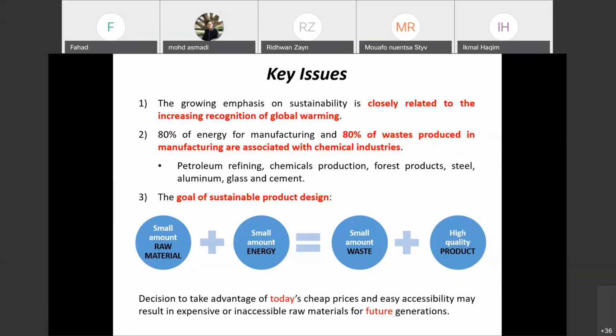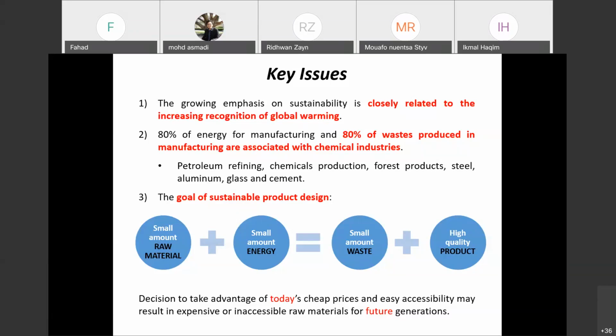So actually the goal of sustainable product design is to use a small amount of materials as well as a small amount of energy. Then we can get a small amount of waste as well as high quality products. This is the main goal for sustainable product design. It is also becoming common to consider the full life cycle of the designed chemical products.